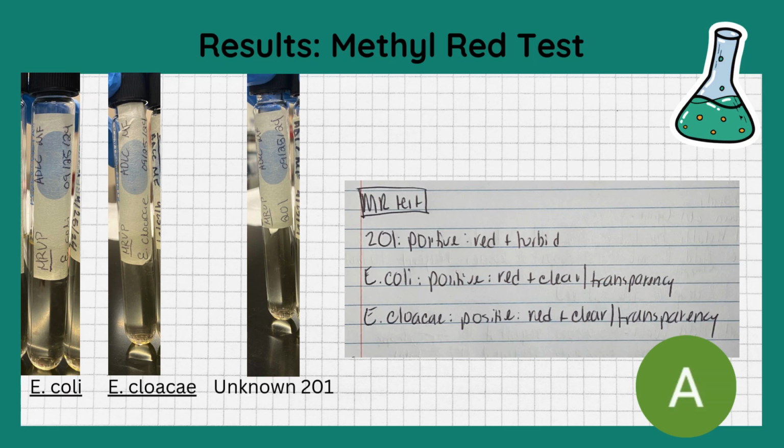The methyl red test for the unknown 201 sample displayed a red color change in addition to the presence of turbidity. On the other hand, E. coli and E. cloacae both displayed a red color change with transparent broths. Ultimately, all three samples were interpreted to be positive for the methyl red test in producing mixed acid fermentation.